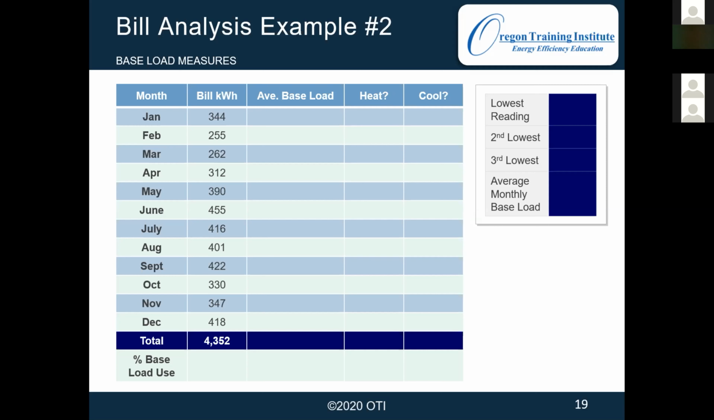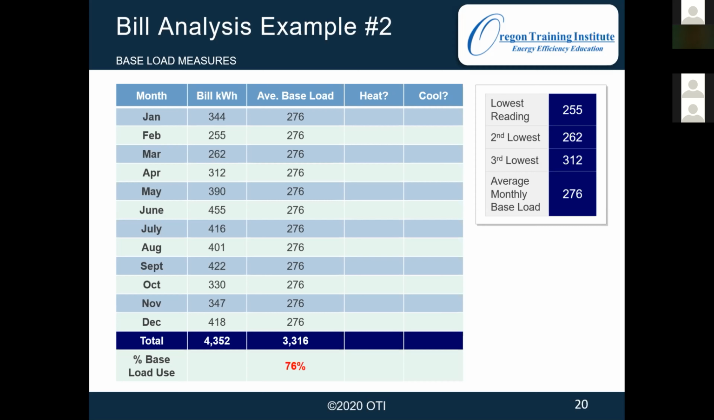So if we calculate our base load, we're going to take the 3 lowest months, add them up, divide by 3, we get roughly 276 per month. And we figure out how much that is of their total usage: 76%. Most of their bill is going to base load. So when we go out for our audit, we would want to focus in, what is using so much base load? Why is the total usage so low?